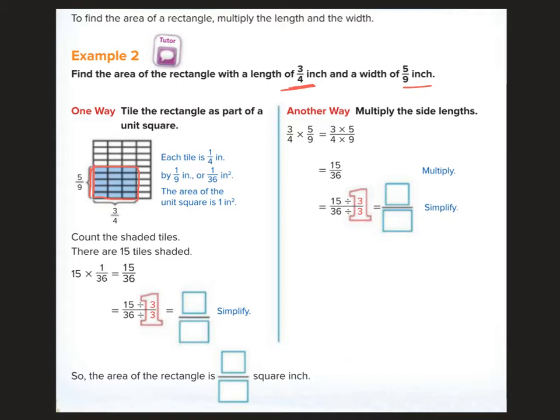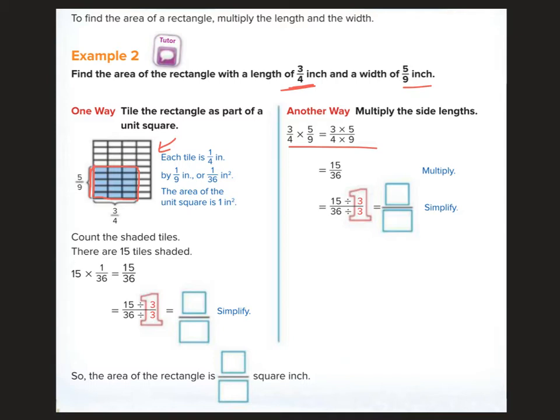what on earth? Tile the rectangle as part of a unit square. So this is kind of what we did when we were doing hands-on, which is really, I would not ever in a million years choose this way. I just multiply them.